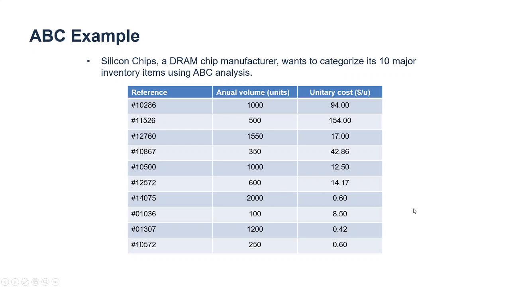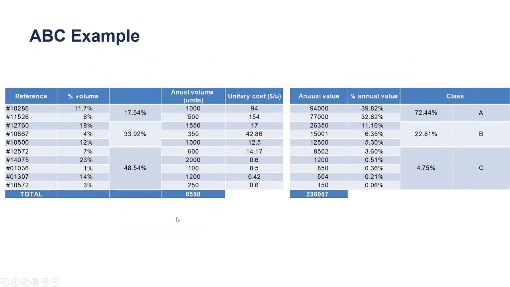But we can extend this calculation and build the following table. We still have here the reference, and we have these two columns, the annual volume and the unitary cost, which we already have. What we have here is a new column, which is the percentage of volume. Okay, so this 11.7% is 1,000 divided by the total amount of items I have, which is 8,550, the summation of the whole column, and the same for the rest of the references.